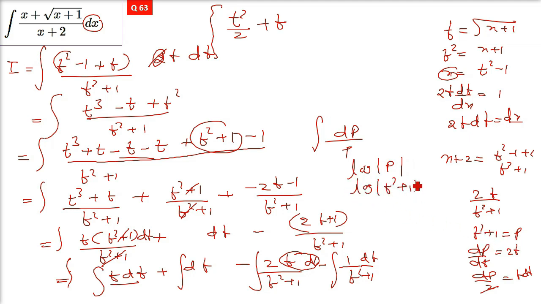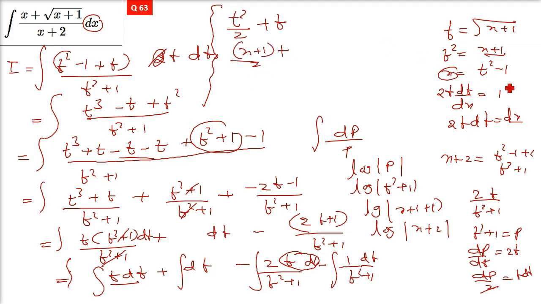What was t square? t square is x plus 1, so it will be log of x plus 2. What I'm trying to suggest here is that t square was x plus 1, and when we add the 1 that is already there, it will be log x plus 2 in the modulus sign. So let me just change it now. In terms of x, I'm writing t square is x plus 1, so (x plus 1) by 2. This is our first term. t is what? Under root x plus 1. So it will be under root x plus 1. And for this, we'll write minus log modulus x plus 2.